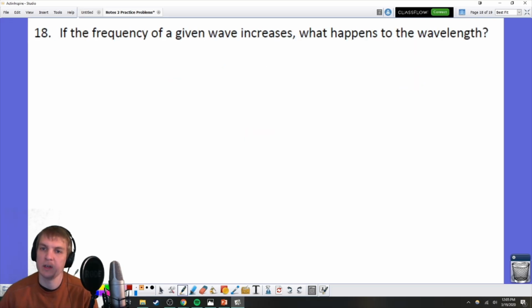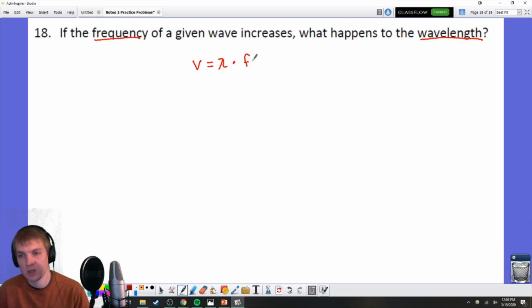Moving on to 18. If the frequency of a given wave increases, what happens to the wavelength? Well, you might have an equation like this. V equals wavelength times frequency. We have the frequency and we have the wavelength, so we needed an equation that ties in both of them. That's why we're using this equation. And the question is asking, what happens if we increase the frequency?